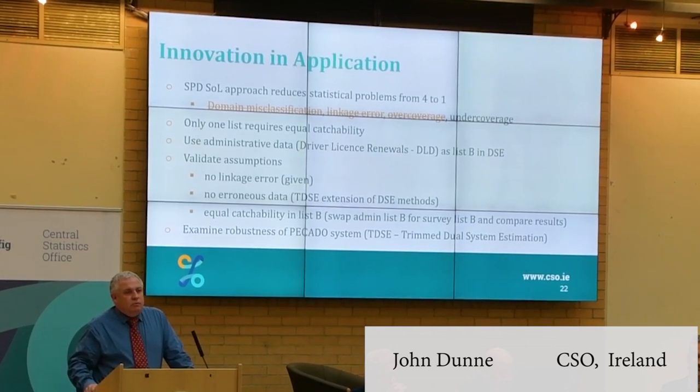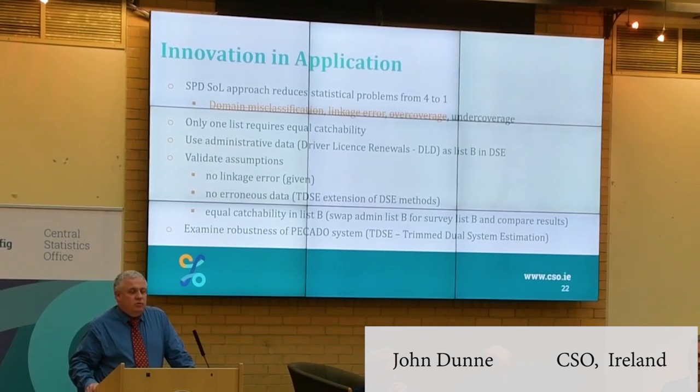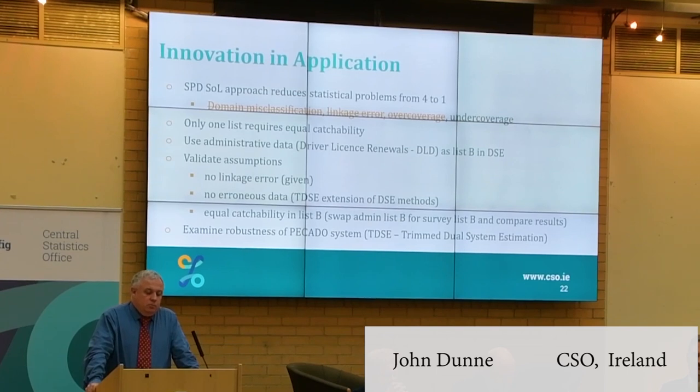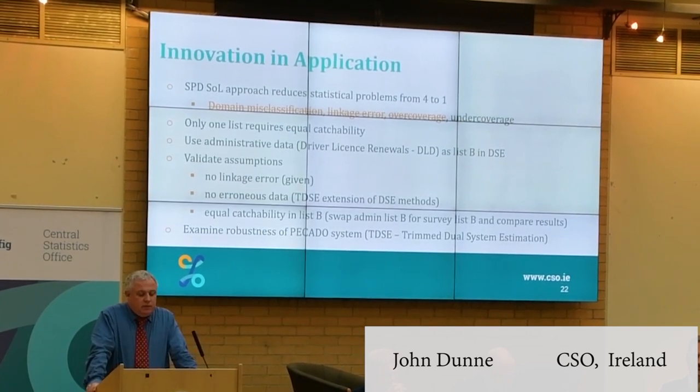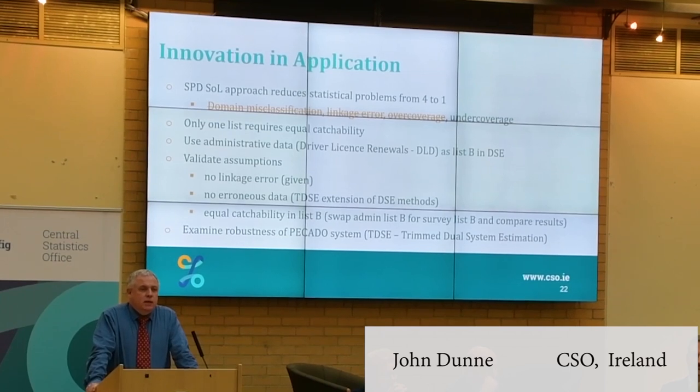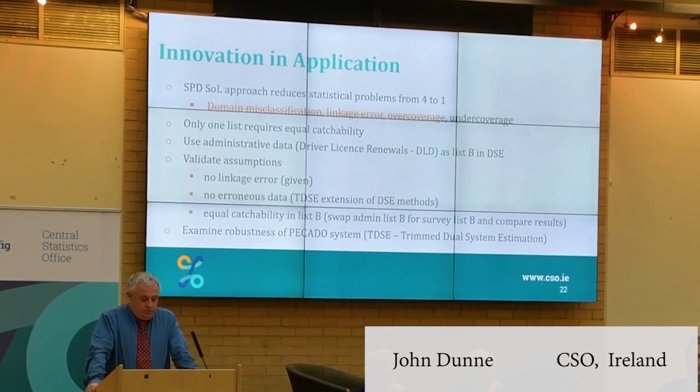We've also derived the methodology such that only one list requires equal catchability. I think in a lot of applications, both lists are assumed to have equal catchability, or they're supposed to be independent. There are slightly different assumptions, so we've derived it slightly differently here. We've also used administrative data as the second source in the dual system estimation methodology. Typically, this is done by a coverage survey out in the field, so this will act to reduce costs.